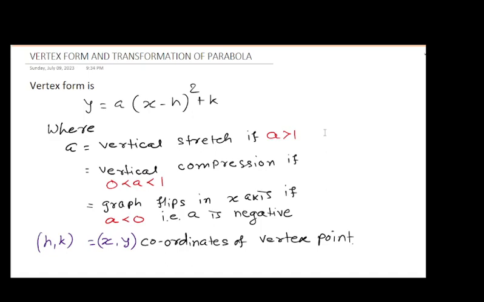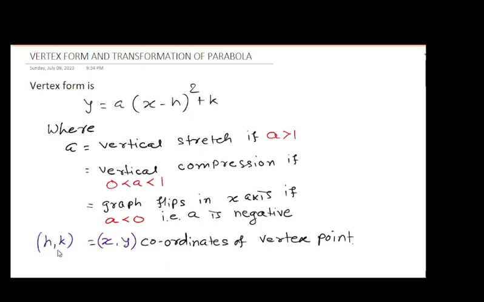The formula for the vertex form is y = a(x - h)^2 + k. Now what is the meaning of a, h and k here? When a is greater than 1, it stretches the parabola vertically. When a is between 0 and 1, it compresses the parabola vertically. And when a is less than 0, which means a is negative, it may stretch or compress the parabola, but it flips the parabola over the x-axis. So the parabola is then upside down.